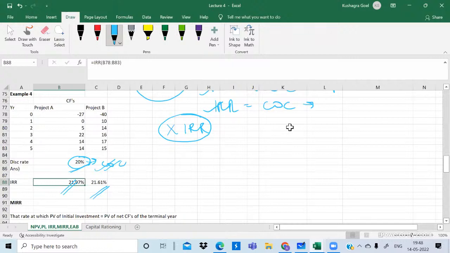Anyone who can tell me what XIRR is? IRR is for even frequency. Fine. Now, when do you use XIRR? XIRR is used when the cash flows are at different dates. Let's say over here I'm assuming that my cash flows are happening evenly, that is in the first year, second year, third year, fourth year, fifth year. Now let's assume these are not happening evenly.